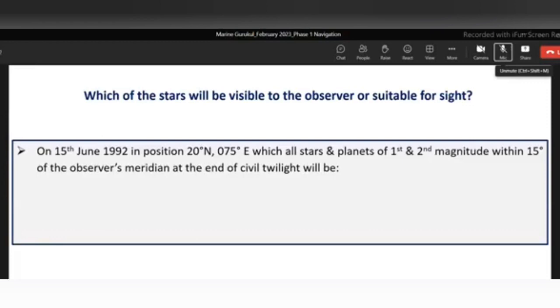Now, all these stars that we identified may be visible to the observer, may not be visible, may be suitable for taking sights, may not be suitable. So now next we'll try and assess their visibility criteria and also their suitability for taking sights. On 15th June 1992, in position 20 degrees north, 75 degrees east, which all stars and planets of first and second magnitude within 15 degrees of observer's meridian at the end of civil twilight will be visible to the observer and suitable for taking sight.